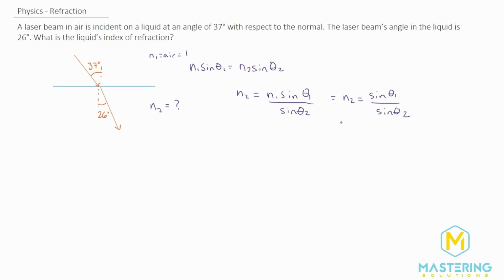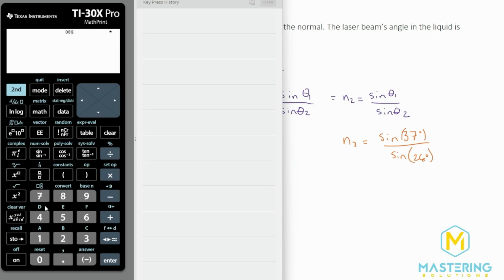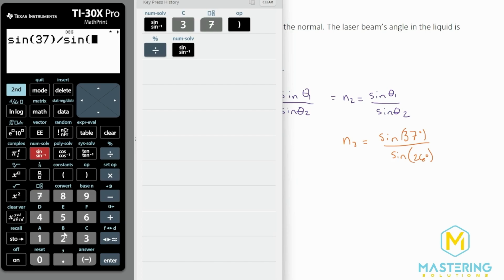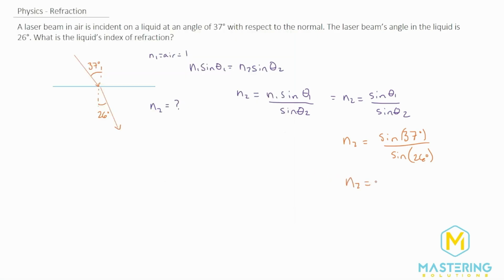And so when we plug in our numbers here, n2 will be equal to sine of theta 1, which we said was 37 degrees, divided by sine in the liquid, which we said was 26 degrees. So when we plug that in, we have sine of 37 divided by sine of 26, and that's equal to 1.37. So we could round that to 1.4. So n2 is 1.37, which rounds to an n of 1.4. So using Snell's law, we found the index of refraction for this liquid is 1.4.